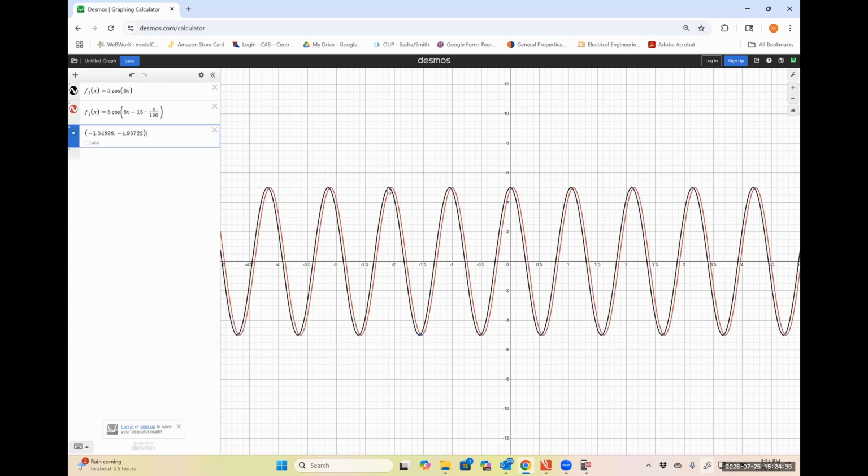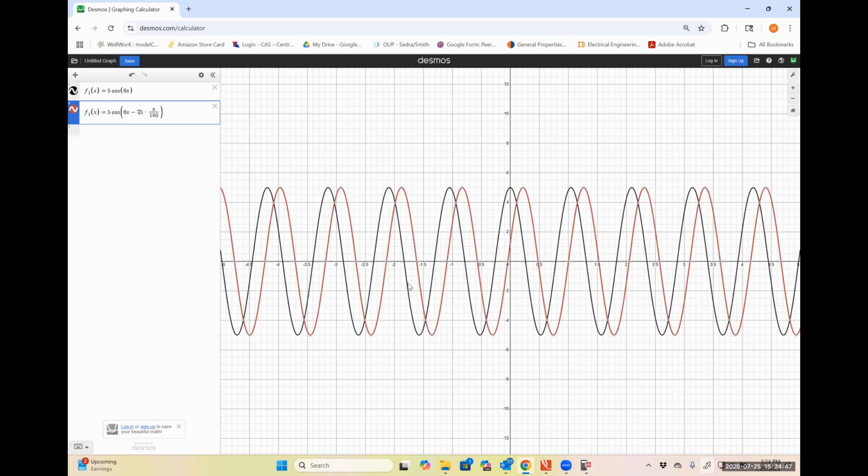Now my red curve is shifted slightly to the right. Okay, so it is delayed in time. And if I make this, let's say, 75 degrees, it shifted even further to the right. So it's delayed even more, okay? It's always seemed counterintuitive to me, but positive phase angles are definitely shifts to the left, and negative phase angles are definitely shifts to the right.